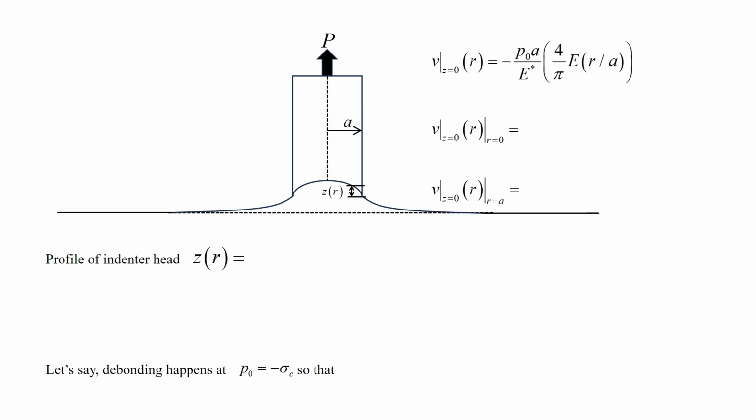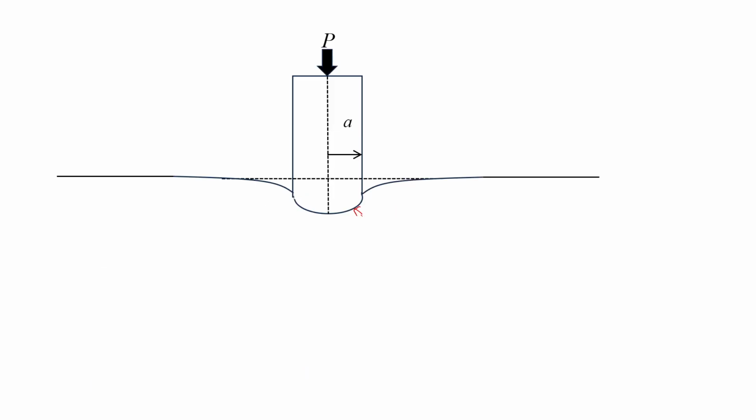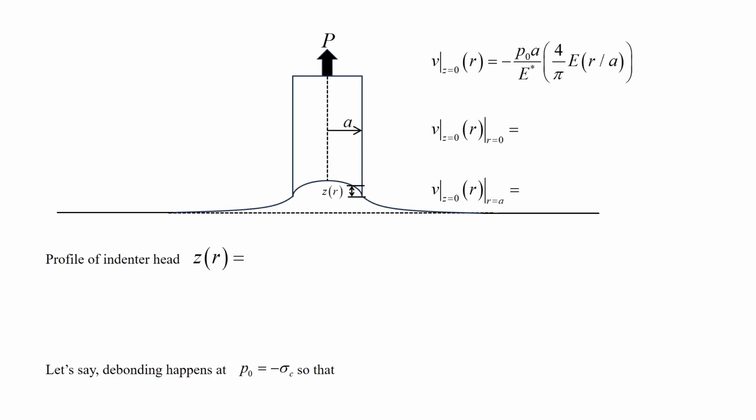Now we are discussing the opposite case, in which we are trying to figure out what the optimal concave shape will be, and therefore the shape of the head is something like this. The vertical displacement at any point is given by this quantity, for the elastic half space. So at r equal to 0, what is the displacement?